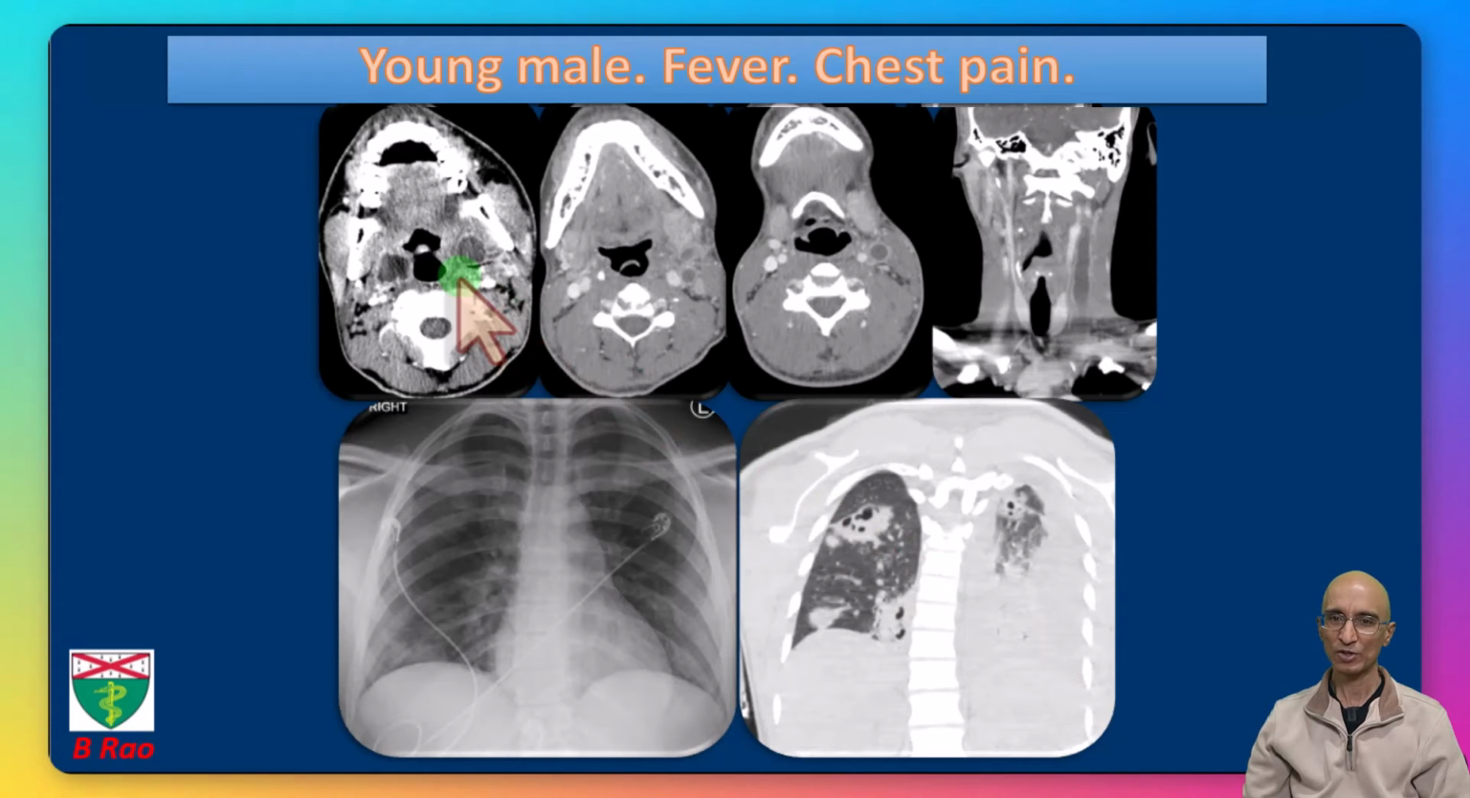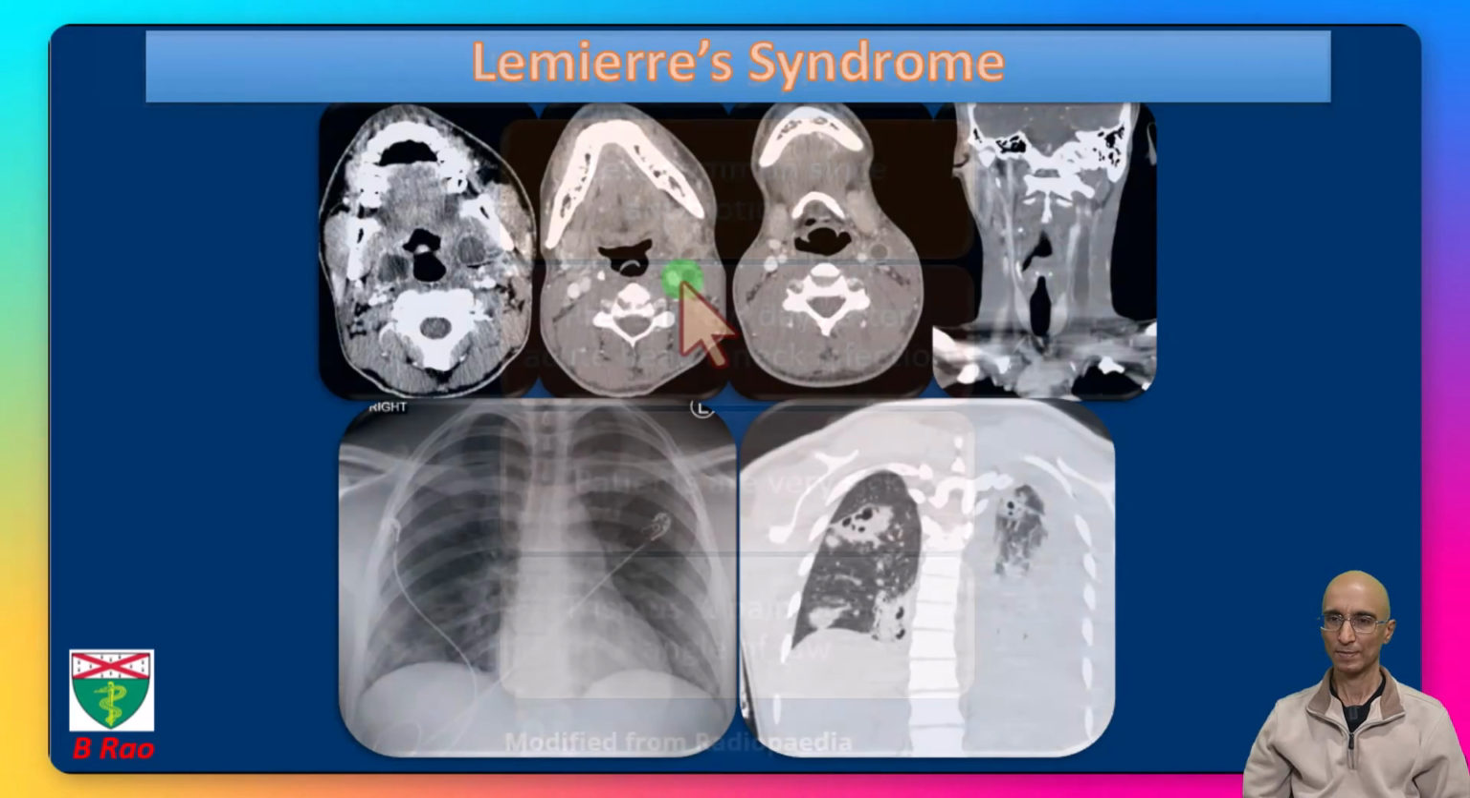On the CT soft tissue neck examination, we saw bilateral peritonsillar abscesses, thrombosis of the left retromandibular vein extending into the left internal jugular vein, which shows enhancement of the venous wall consistent with septic thrombophlebitis. Appearances are consistent with Lemierre syndrome.